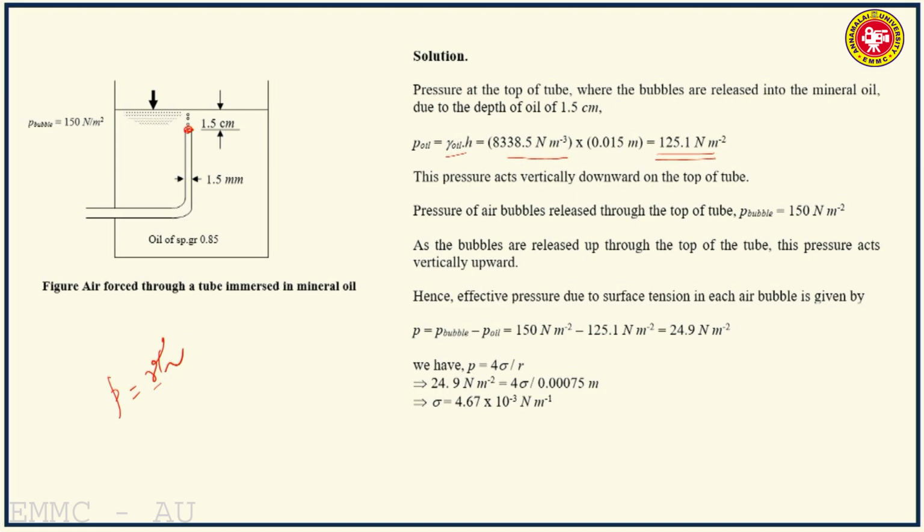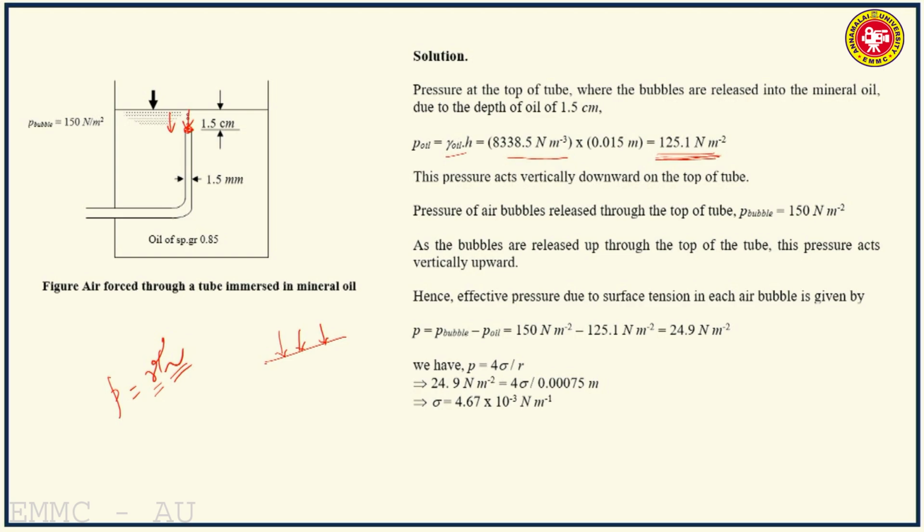Gamma is the specific weight of oil, h is the depth of the tip of the tube at which air is blown into the immersed oil. So h is the depth of the tip from the surface of oil. So you get the pressure here as 125.1 Newton per meter square. This pressure acts vertically downward on the top of the tube. The pressure will always act vertically, that is normal to the tip of the tube.